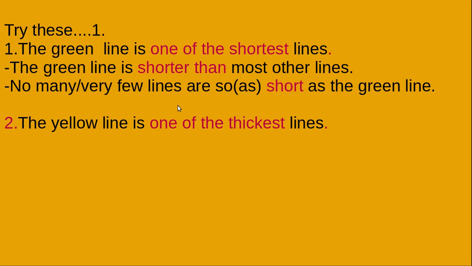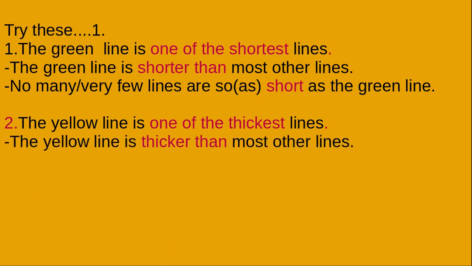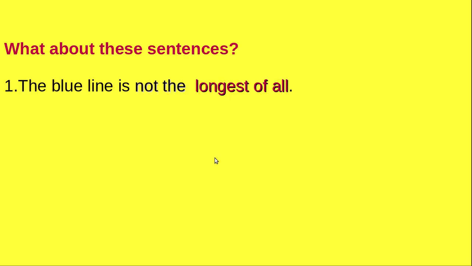Now the yellow line is one of the thickest lines. Come on, try to write it. Okay, the yellow line is thicker than most other lines. Otherwise, not many or no many or very few or only few lines are so or as thick as the yellow line. Clear? Clear, yes?